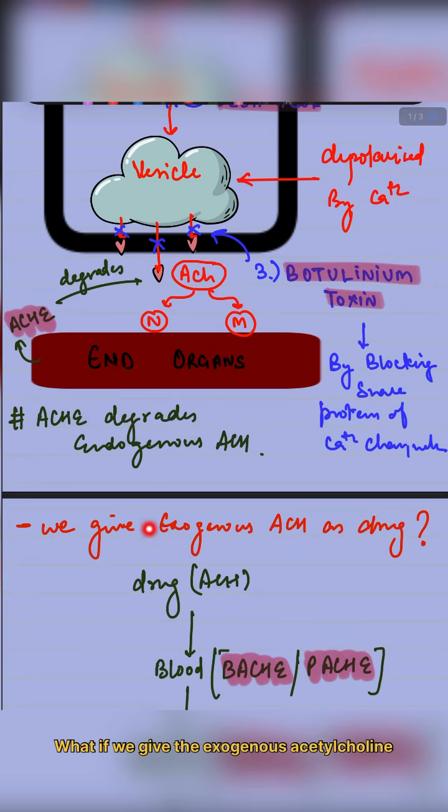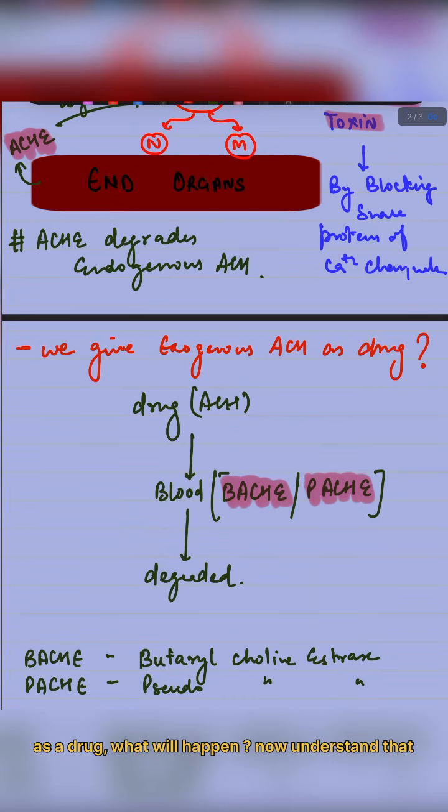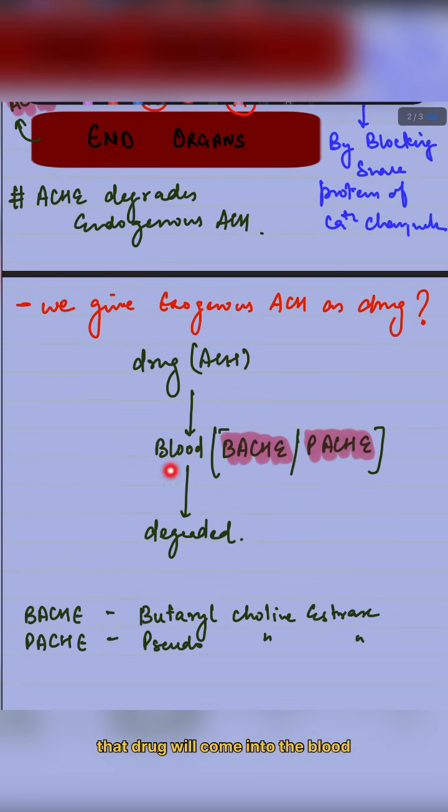What if we give exogenous acetylcholine as a drug? So what will happen? Understand that the drug will come into the blood, and in blood we have BChE enzyme and PChE enzyme. They work the same as acetylcholinesterase. They degrade the exogenous acetylcholine.